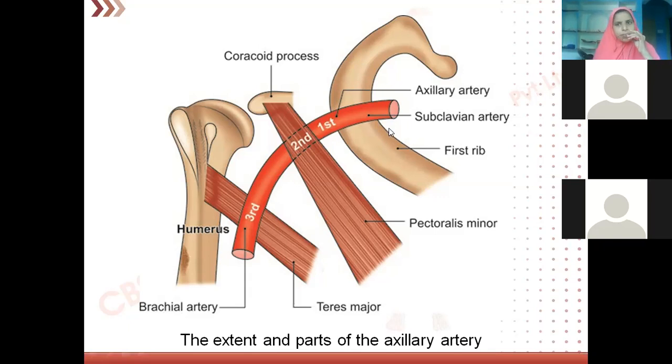Okay, so axillary artery is a continuation of which artery? Subclavian artery. And axillary artery continues as which artery? It continues as brachial artery.